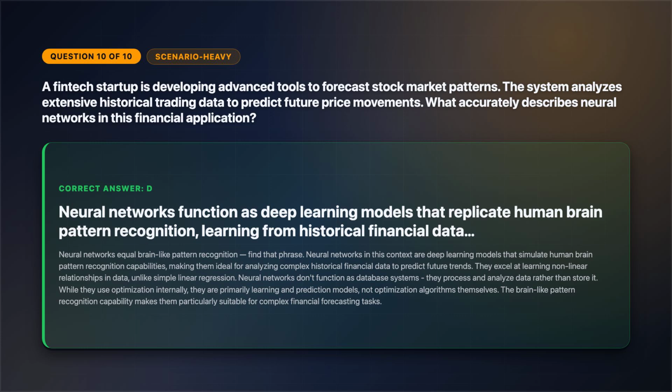Neural networks don't function as database systems. They process and analyze data rather than store it. While they use optimization internally, they are primarily learning and prediction models, not optimization algorithms themselves. The brain-like pattern recognition capability makes them particularly suitable for complex financial forecasting tasks.